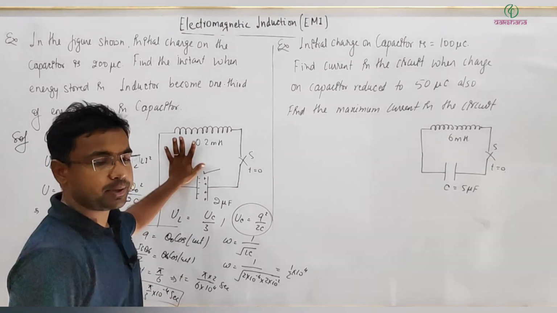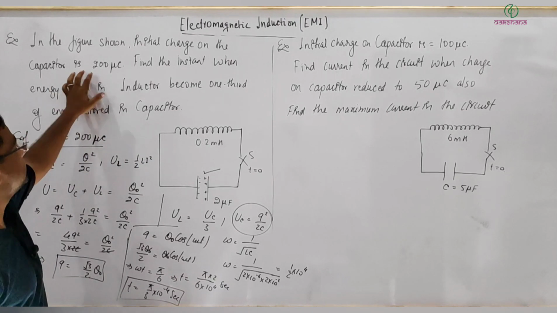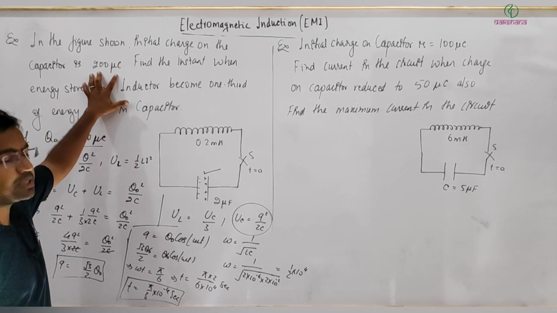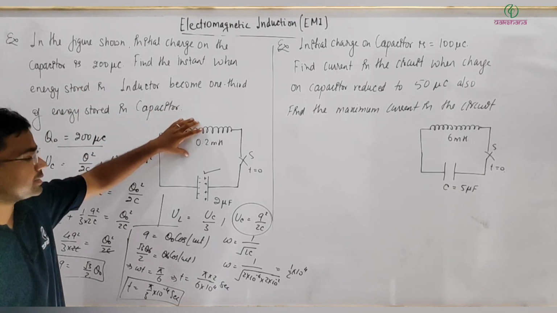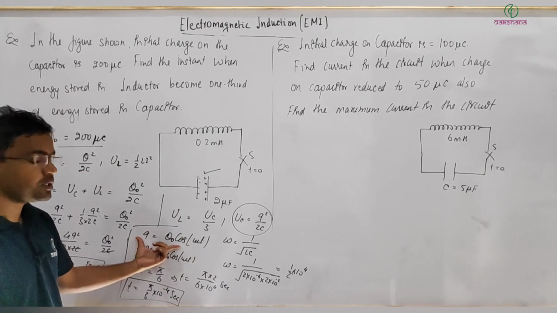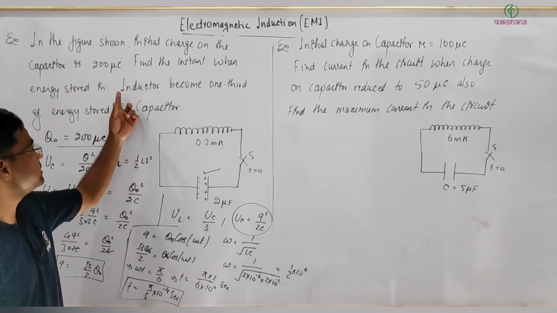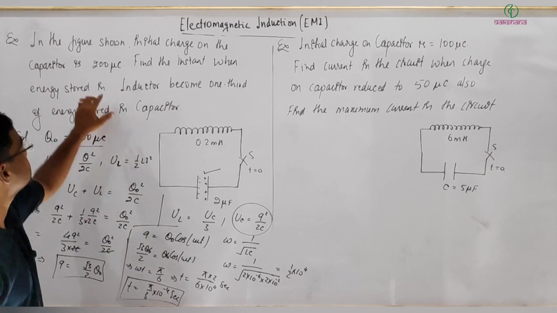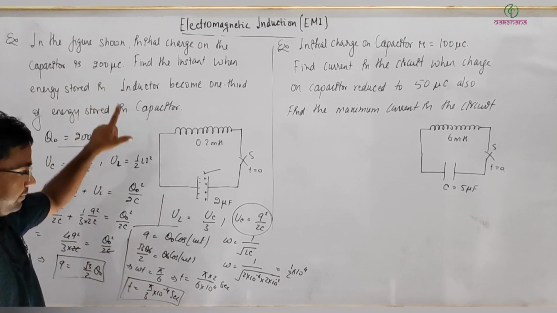This is the system given. It's mentioned that initially there is total charge only on the capacitor, meaning no energy is there in the inductor. The charge as a function of time can be expressed this way, where Q0 is 200 microcoulomb.